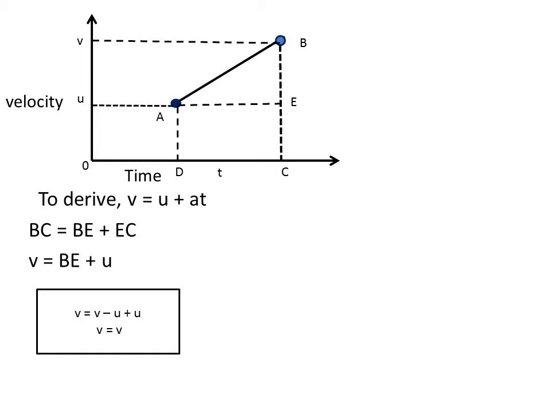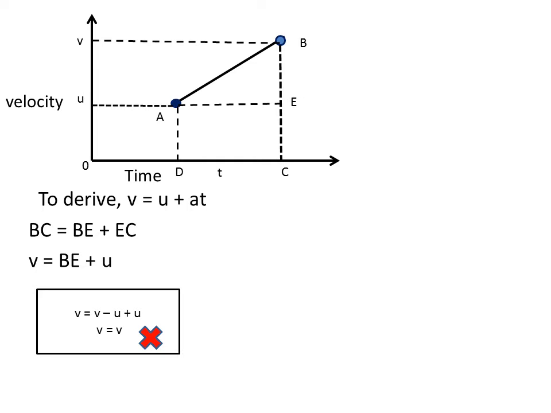So v is equal to v minus u plus u, and we will end up getting v is equal to v, because plus u minus u will get cancelled out, and this is not what we are looking for. We are looking for the first kinematic equation, that is v is equal to u plus at. So what can be done now? Instead of substituting v minus u, we will put something else. Now something else means something which is equivalent to v minus u. Now what can be done for the same?